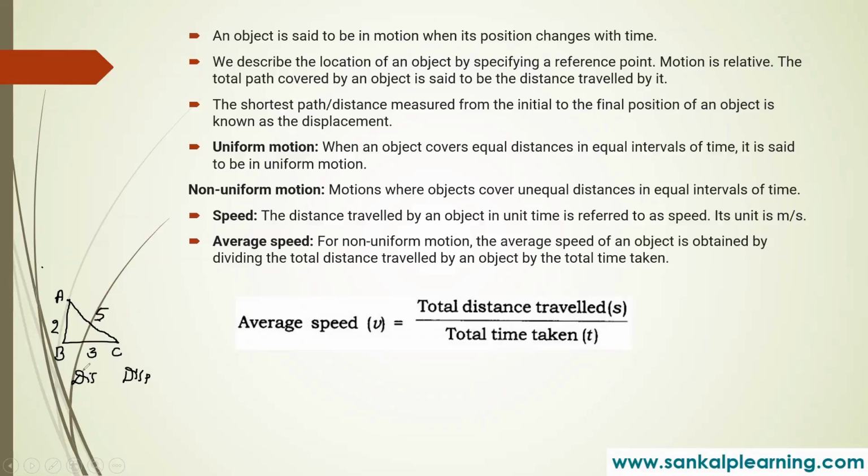See here, what is distance? The body will come from A to B, B to C, then C to A. This is distance traveled. What is displacement? The body will come from A to C directly or from C to A directly.